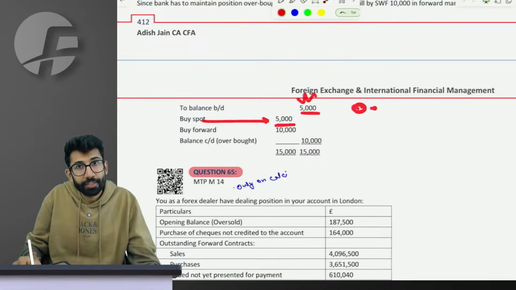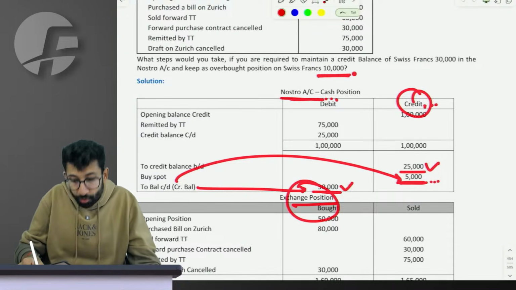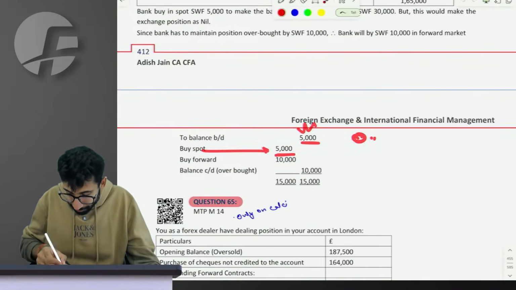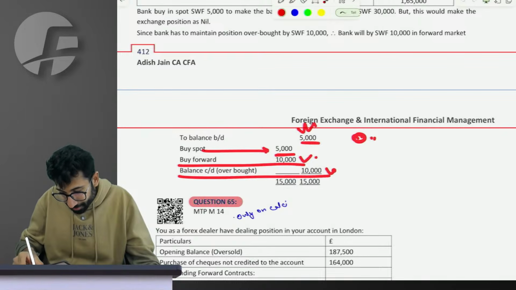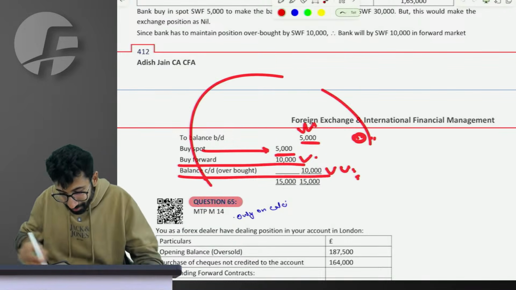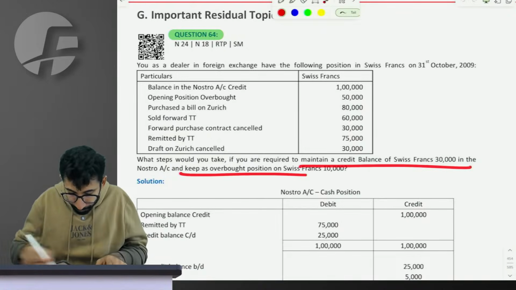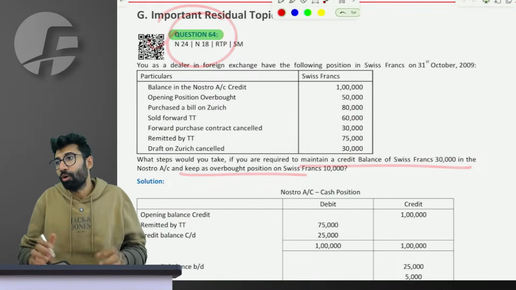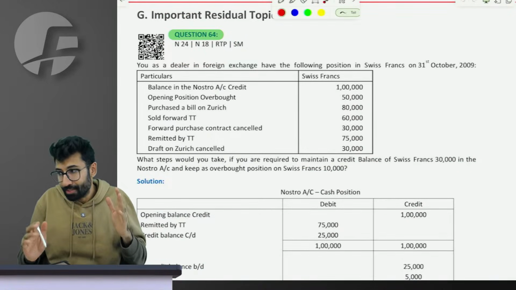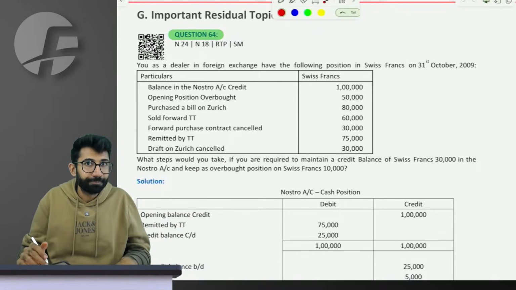Agreed. So what is the next step? I need to make it 10,000 overbought. So go to the forward market, buy 10,000 overbought and the balance carried down is 10,000 overbought. That's how these are the transactions needed to maintain the balance as the question wanted. Question 54 gets done. I hope I could convey.